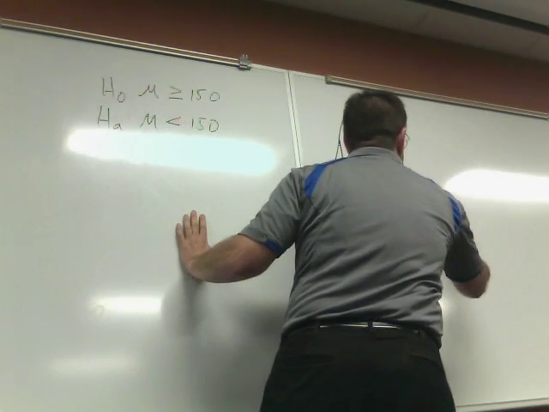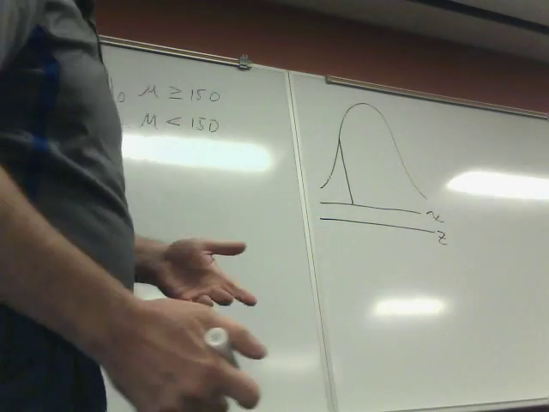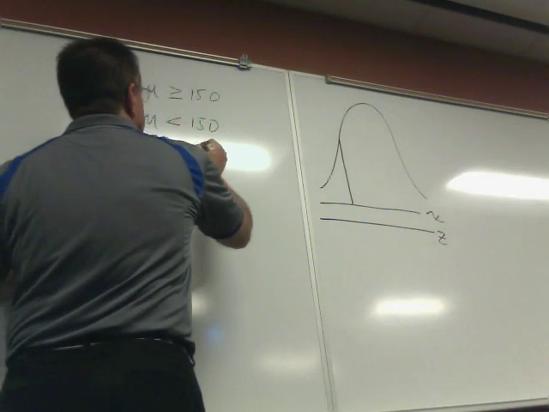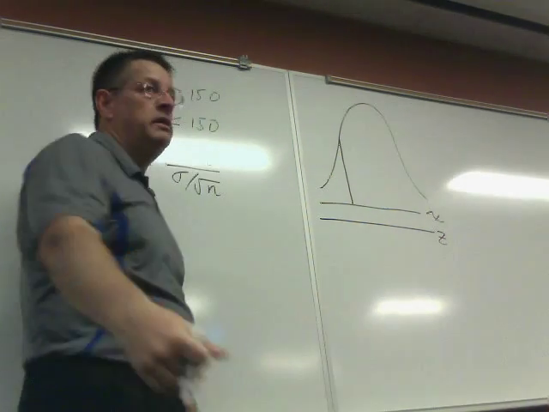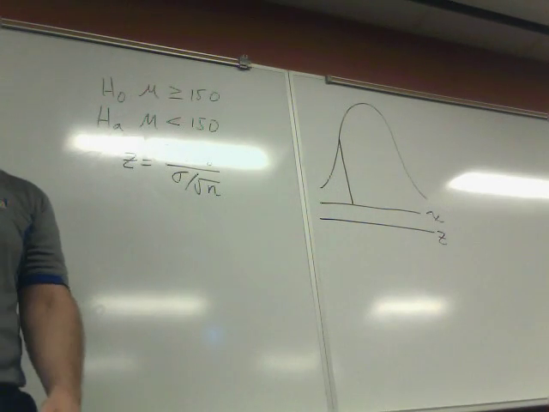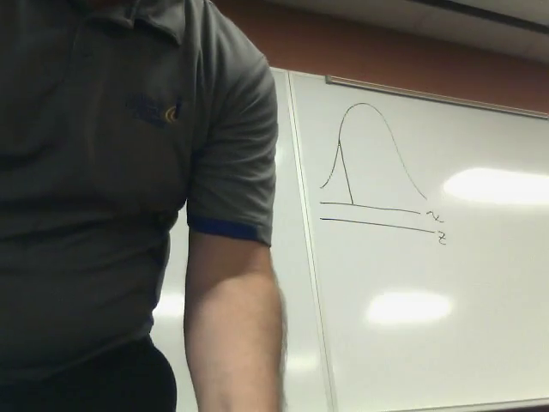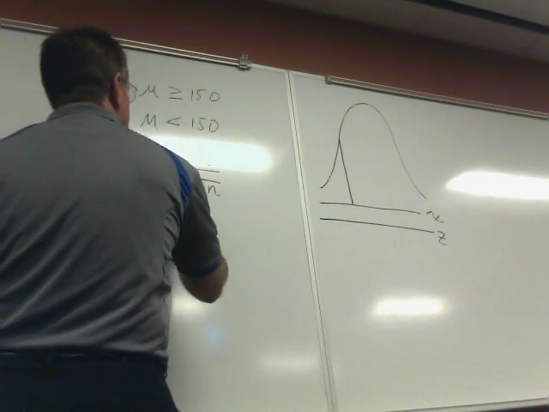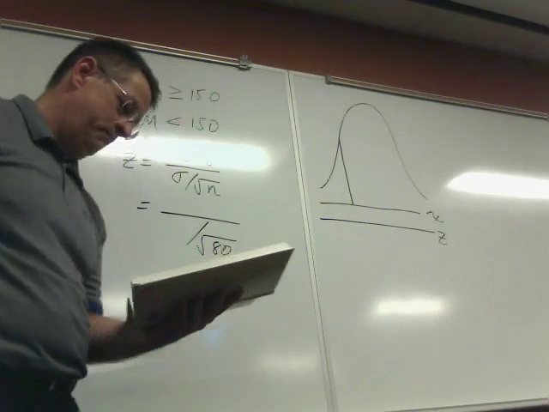I'm going to have some values of x, and I'm going to have z-scores because sigma's known. My test statistic is z equals x bar minus mu sub 0 over sigma over the square root of n. That's my test statistic for any question where I know the standard deviation from the population. Here they say I have a sample of 80. So I'm going to jump right here and say, all right, square root of 80. You can plug that right in.